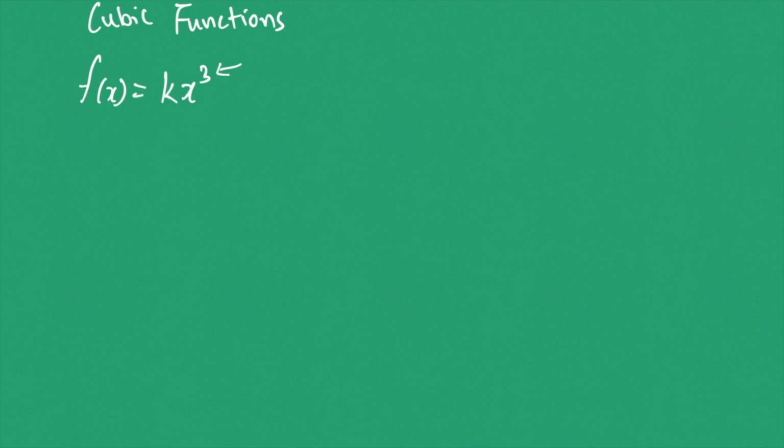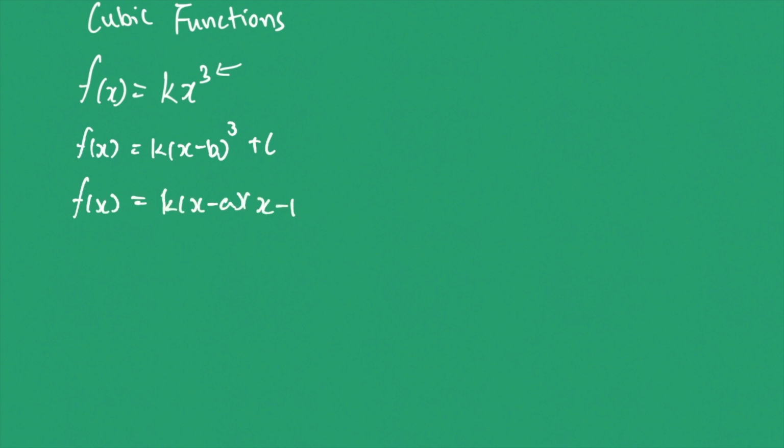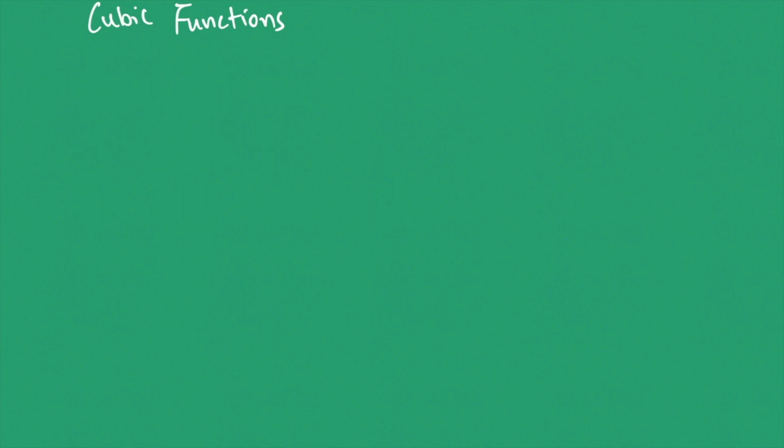And it also can be something like this, as well as something like this. Alright, now let's look at how to draw this kind of function. For example, let's draw the function f(x) = x cubed plus 2. So first of all, let's draw a table of values.